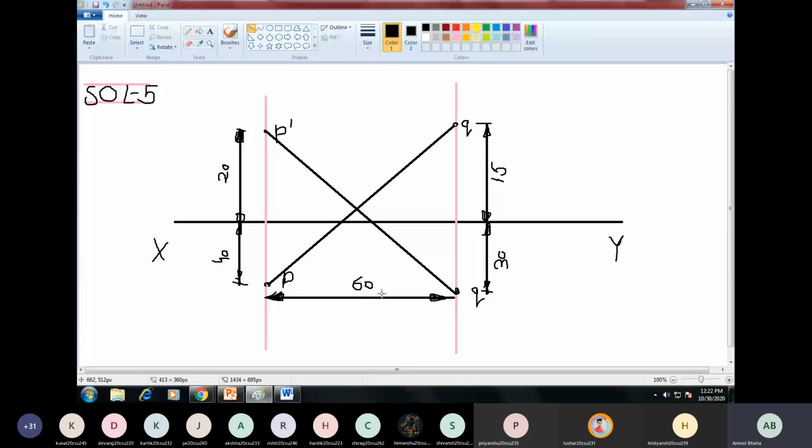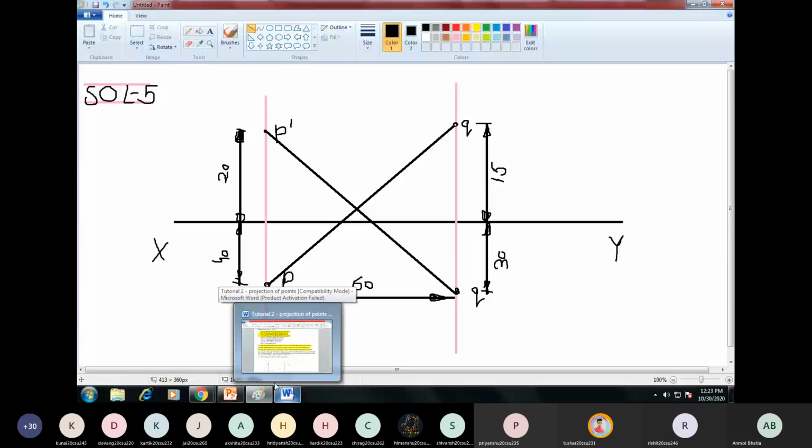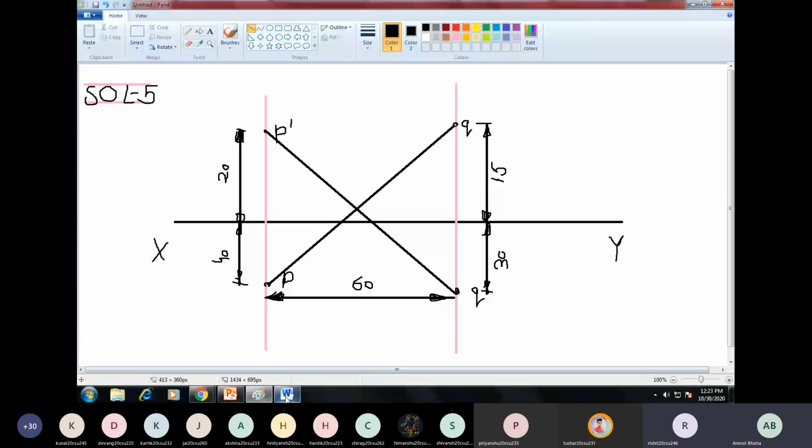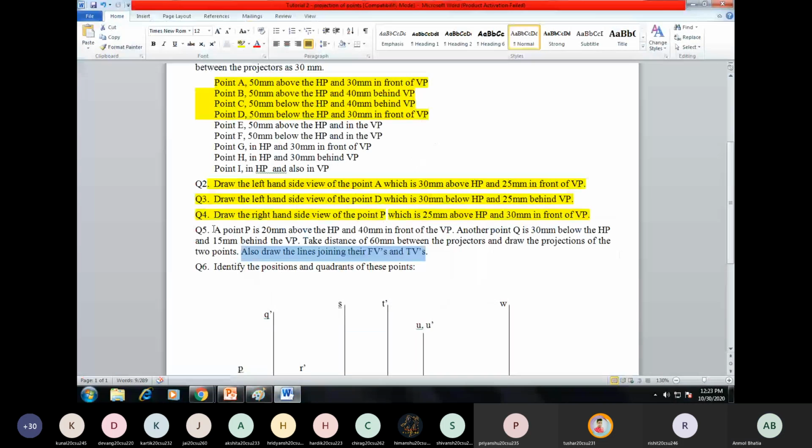This is your solution number 5. Fine. If you want, you can take the screenshot also of this solution number 5. Done. You've taken the screenshot? Yes, sir. So we have covered this question number 5 also.